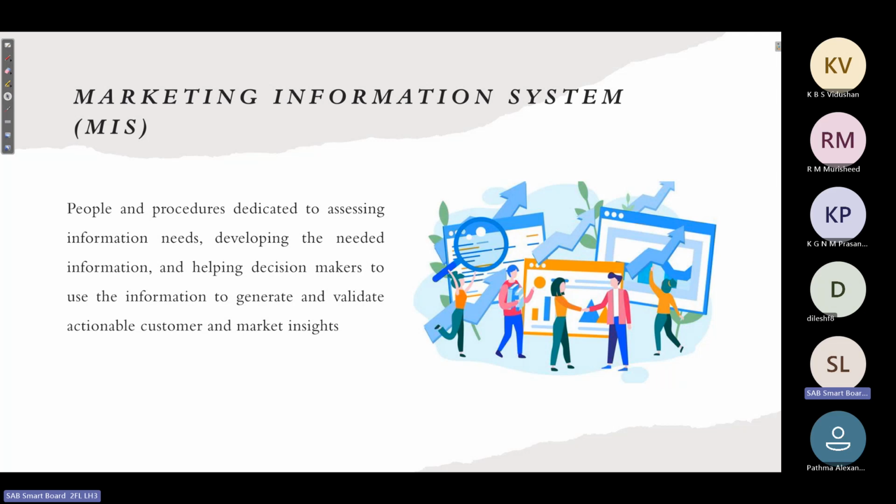And finally, once the needed information is developed, the company's information system department should distribute those developed information to the required parties.